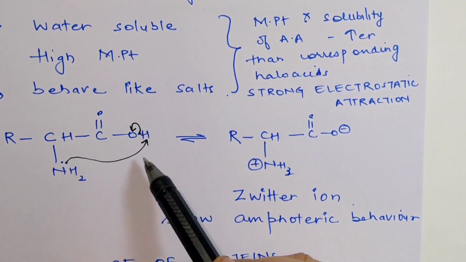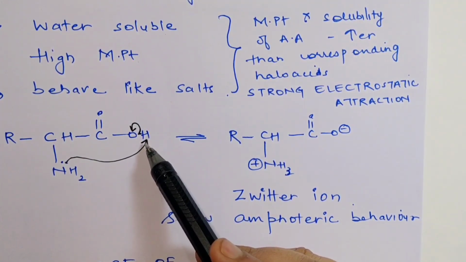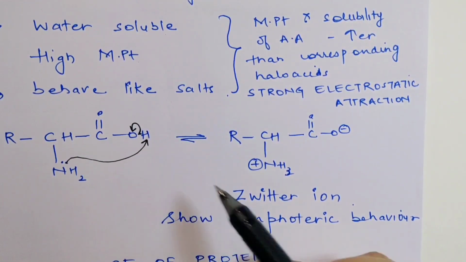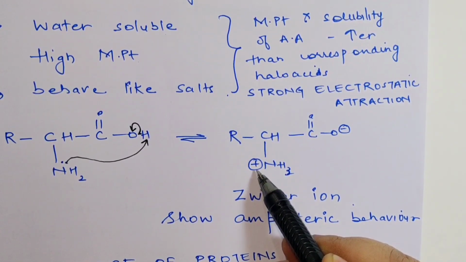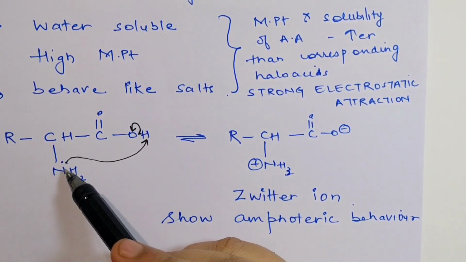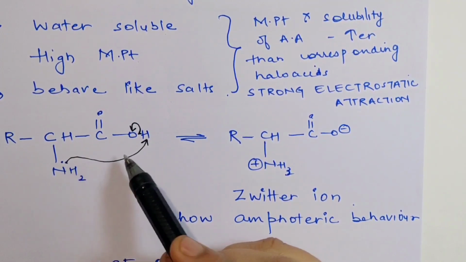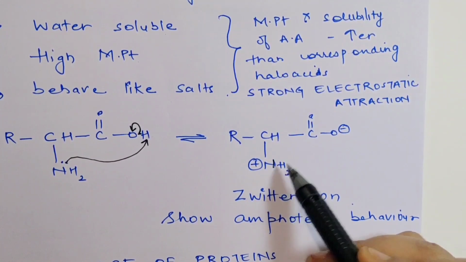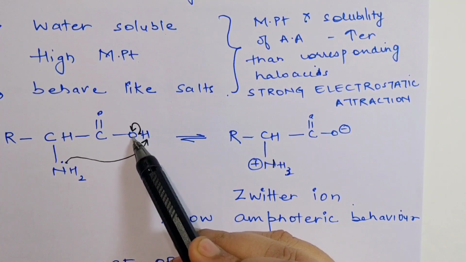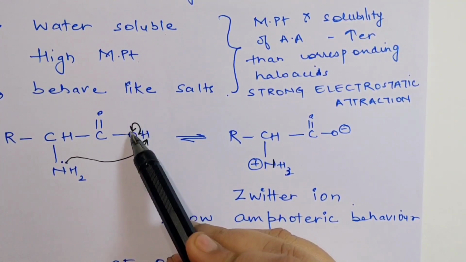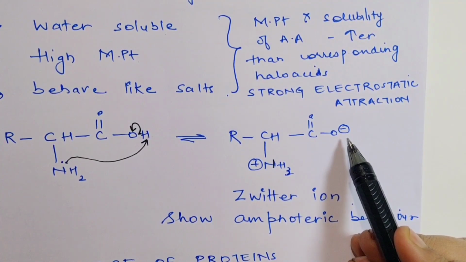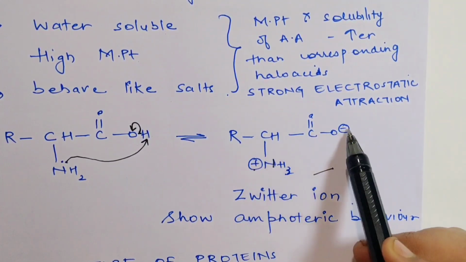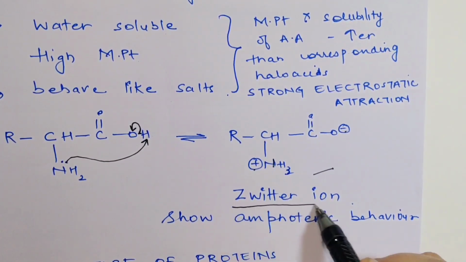Since nitrogen has accepted a proton, it has used its own electrons to form a bond with the proton, and it gains a positive charge, because the two electrons which were wholly nitrogen's are now shared between nitrogen and hydrogen. So nitrogen becomes a little deficient in electrons. Now, the two electrons which were shared between oxygen and hydrogen are completely transferred onto oxygen, so oxygen gains a negative charge. This structure has a positive charge as well as a negative charge, and it is called a zwitterion.